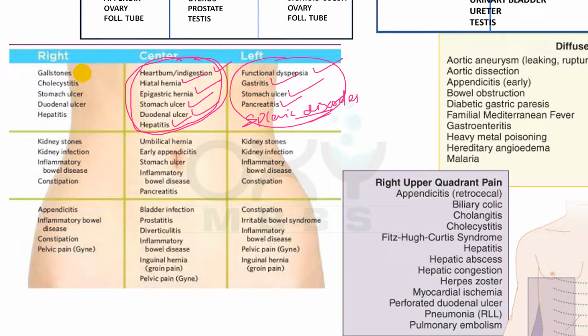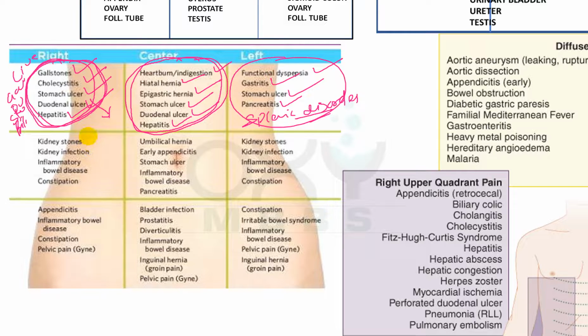Now in the right region there is liver, gallbladder, duodenum, stomach and the biliary system. So what diseases will cause pain in this right hypochondrium? There are gallstones, cholecystitis, stomach ulcer, duodenal ulcer and hepatitis. So if there is pathology in these different organs, then there is pain in this region.